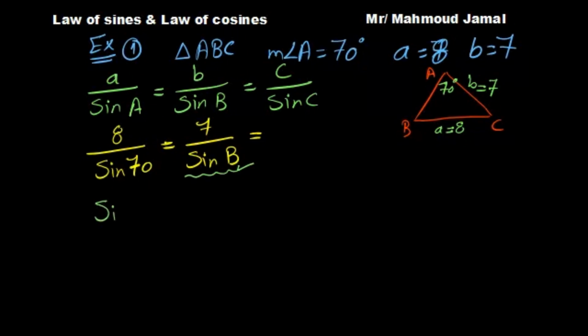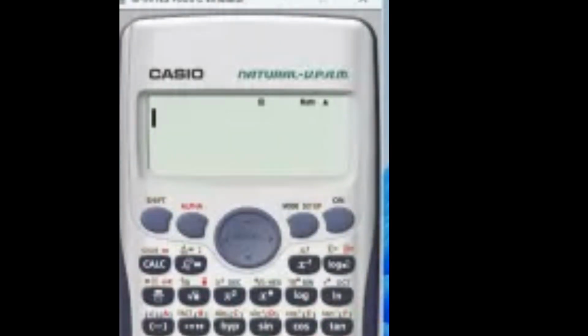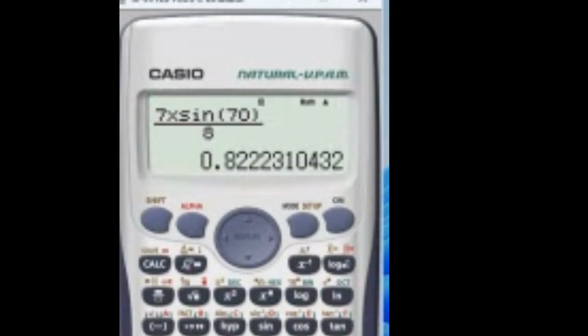So sine B equals, if we make the cross multiplication, the product of means equals the product of extremes, that means 8 will be the denominator, and I will multiply 7 times sine 70. Use the calculator. I will start with fraction 7 times sine 70 divided by 8. It equals 0.822.